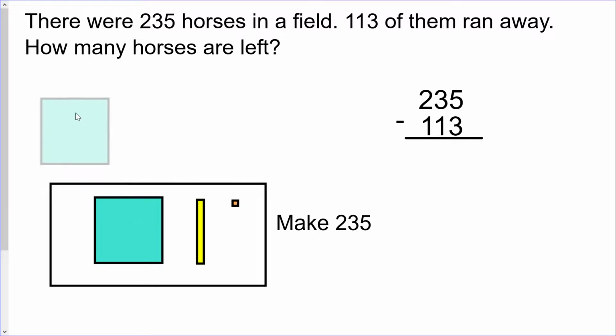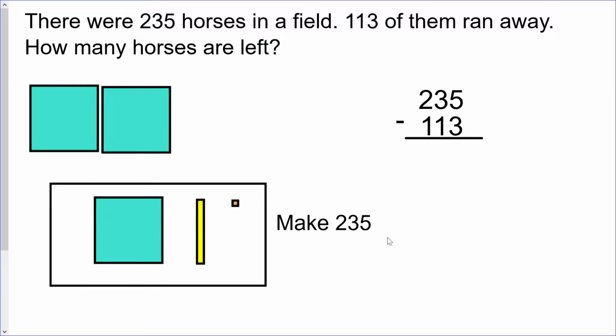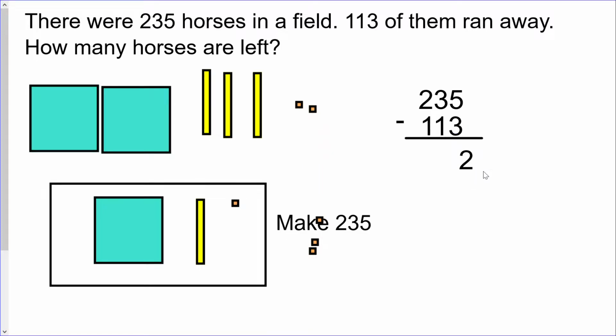How many hundreds are in 235? How many tens? 3 tens. And how many ones are in 235? Hopefully you said 5. Now let's get ready to subtract. So we're going to start with our ones place. We have 5 ones. Can we take away 3? Yes, we can. How many are left? 2. 2 ones are left.